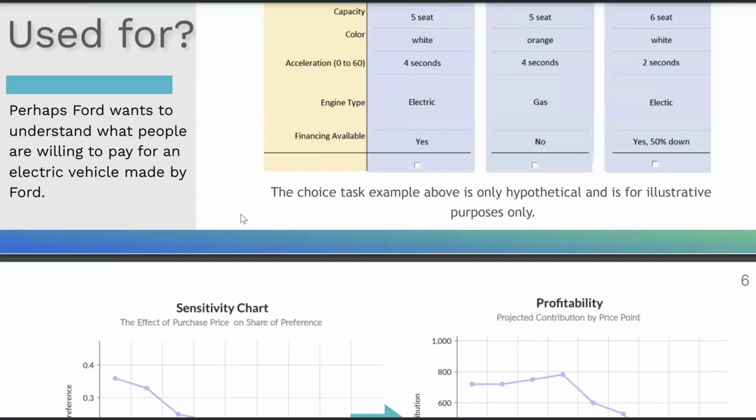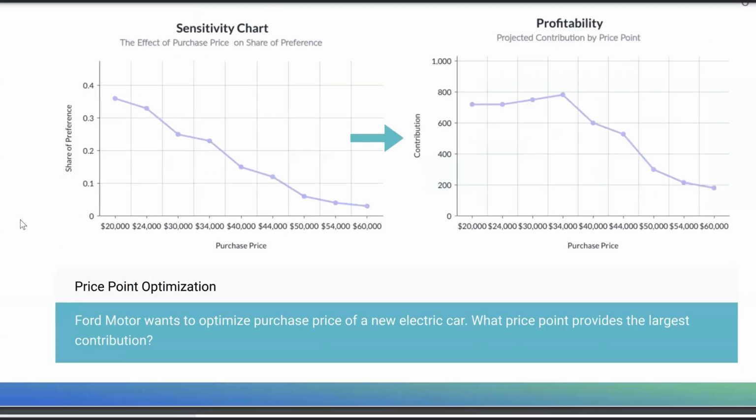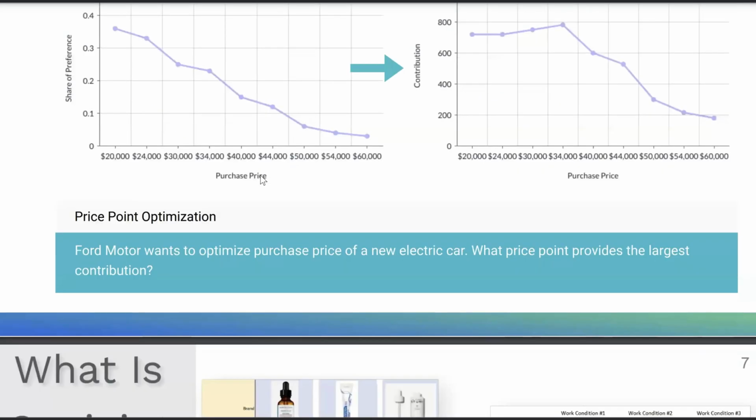And then you, as a Ford manager, want to look at a sensitivity chart after you're done with your conjoint task and you've analyzed it. You can create sensitivity charts where the price is varied for the product. Then you can combine it with volume information to understand profitability and where you can optimize your contribution based on this sensitivity. So you can create a price optimization kind of project after that. This is just a quick example. I'm not going to go into detail or look at the numbers. We'll talk a lot more about it a little bit later.